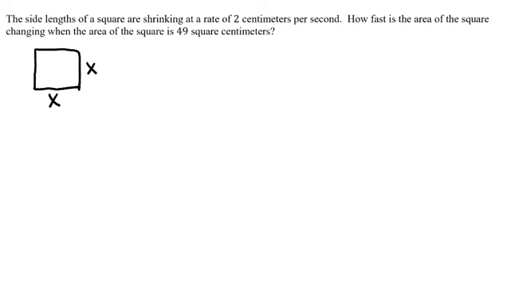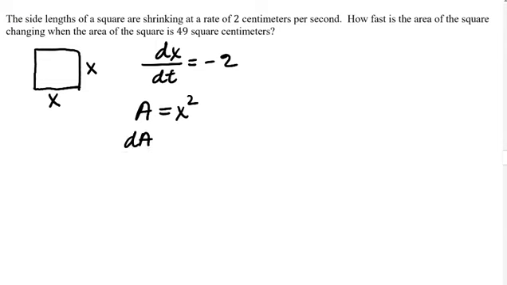Yes, okay, if the side lengths are shrinking at a rate of 2 centimeters per second, well, the rate of change of x with respect to t will be negative 2. How fast is the area of the square changing when the area is 49 square centimeters? Okay. Well, I need the area. We're interested in how fast that's changing, so I'm going to need to take the derivative of it with respect to time. So I've got dA/dt is equal to 2x times dx/dt.